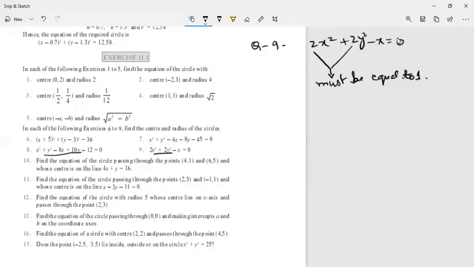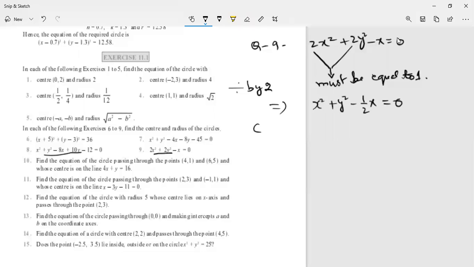And always you will get the same coefficients. Otherwise, it will not represent the circle. If the coefficients of x square and y square are not the same, it will not represent the circle. So that's why you will always get the same coefficient, and you can divide the whole equation by 2. So we get x square plus y square minus 1 by 2x is equal to 0.